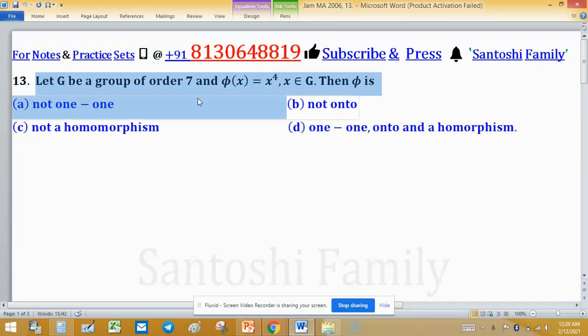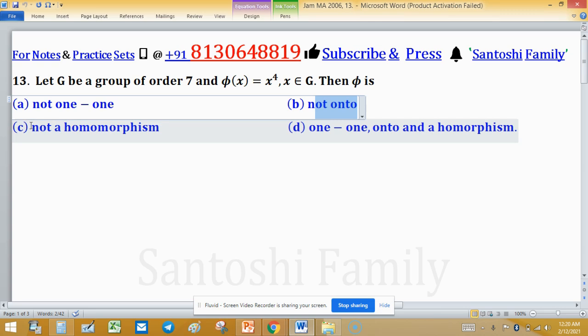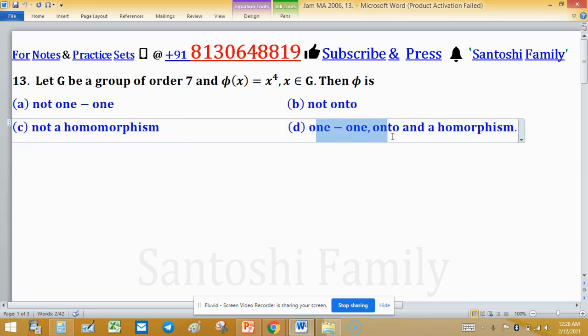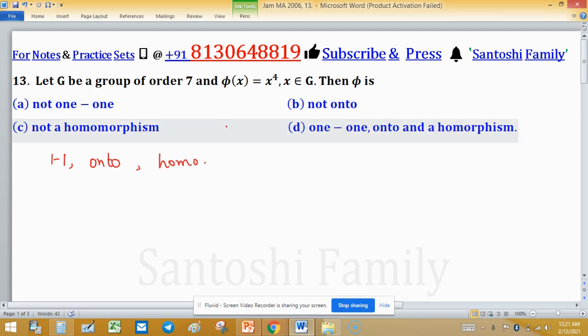Let G be a group of order 7 and phi(x) defined as x raised to the power 4, where x comes from the group. Then phi is not 1-1, not onto, not a homomorphism, and option D is 1-1, onto, and homomorphism. In this question, we have to test three things: 1-1, onto, and homomorphism. You can check all four options about 1-1, onto, and homomorphism.